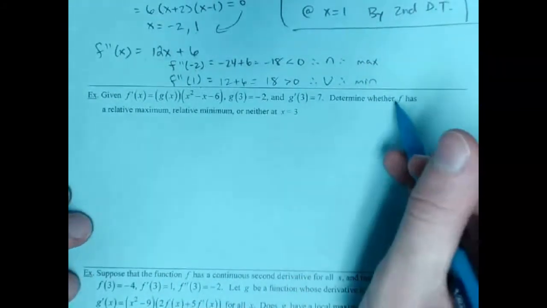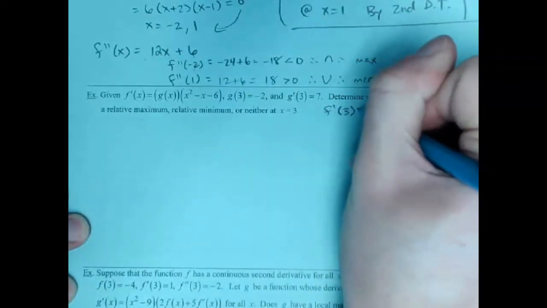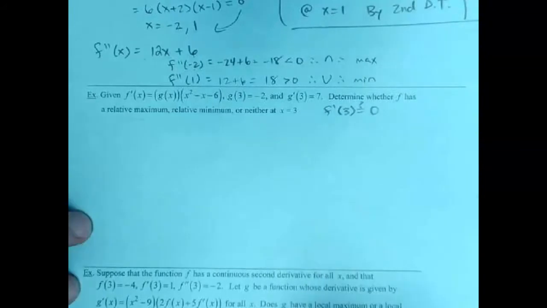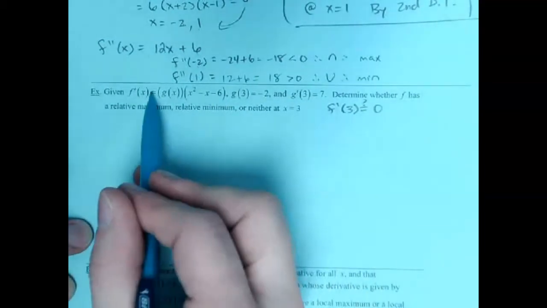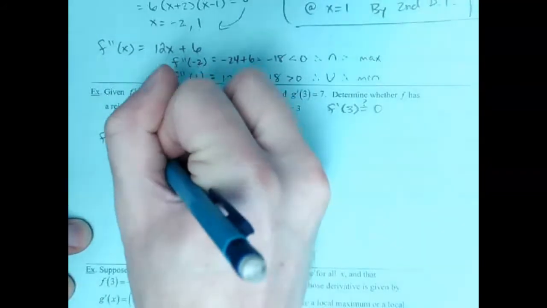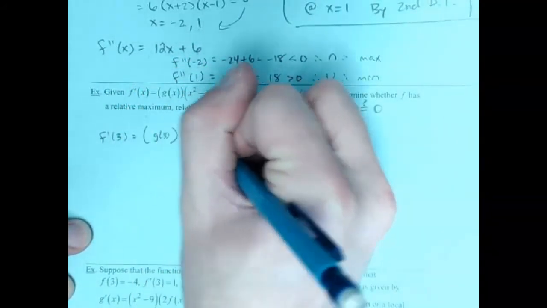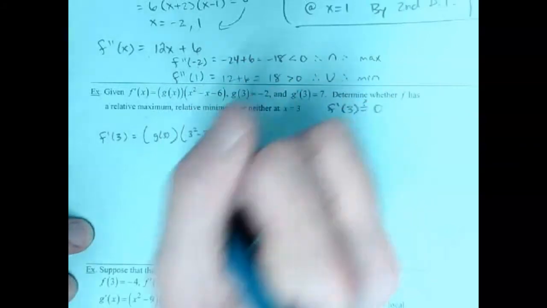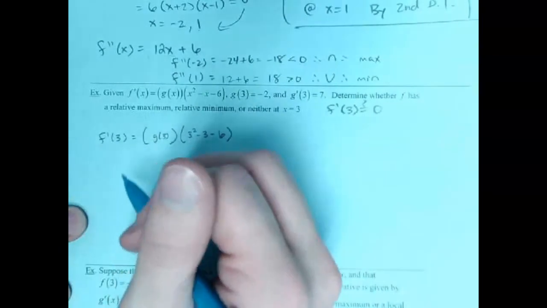If I want to see if f has a max, a min, or neither, the first thing I need to check is whether f prime of 3 is equal to 0. Because if it's not a critical point, the answer is neither, and we're done. Okay, so let's try it. We have this equation for f prime. Let's just plug in 3 and see what we get. It would be g of 3, and then you'd have 3 squared minus 3 minus 6. Okay, so let's see what we got.